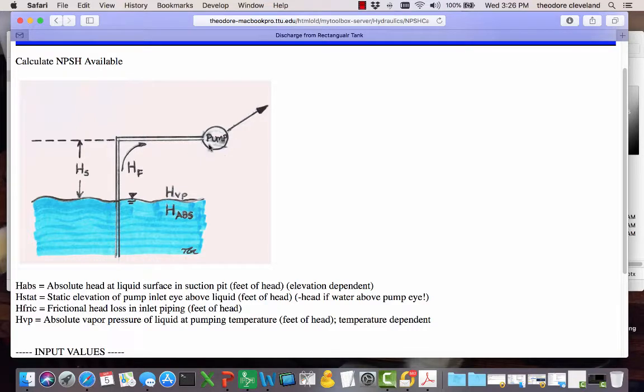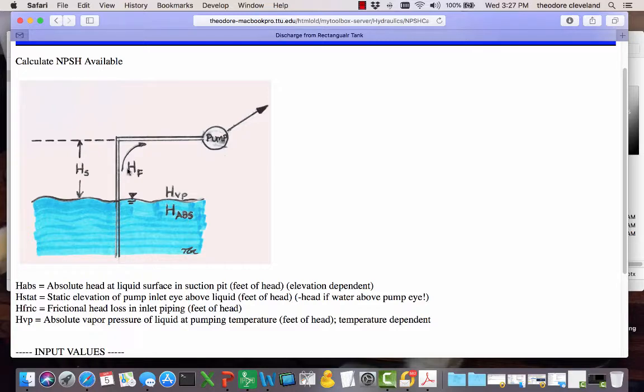So this one says we determine where the pump is, and the distance from the pump center line down to the water surface is this value H sub S. It says static elevation of pump inlet above liquid. Use a negative value if the water is above the pump. So this equation is almost the same one as before, but there's a sign difference. We want to find the vapor pressure of water at the pumping temperature. That's going to be equal to the absolute. We want to find the absolute head at the liquid surface.